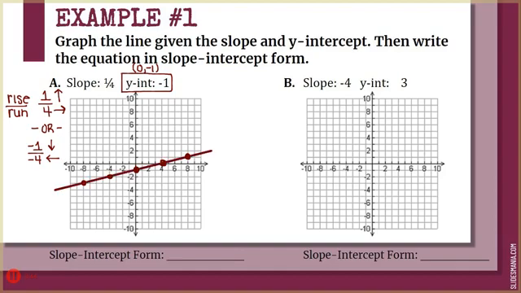And we put arrows at the end because lines go on forever. And always verify that if your slope is positive, that your line is rising from left to right, and it is. And so if you notice at the very bottom, we're going to write the equation.